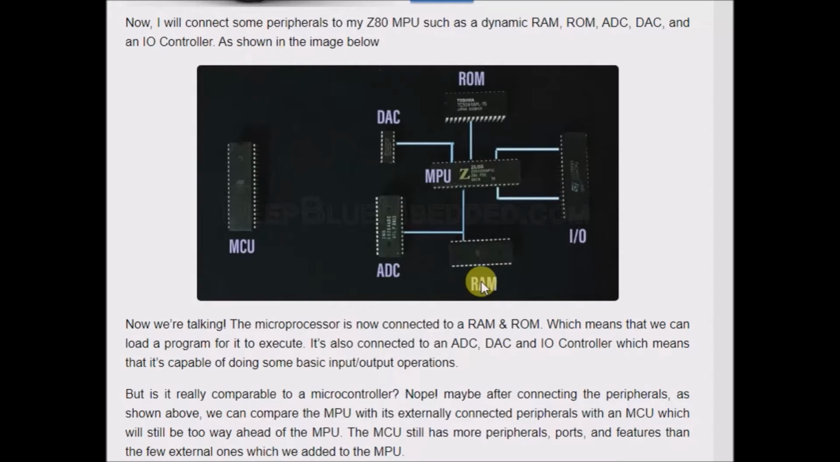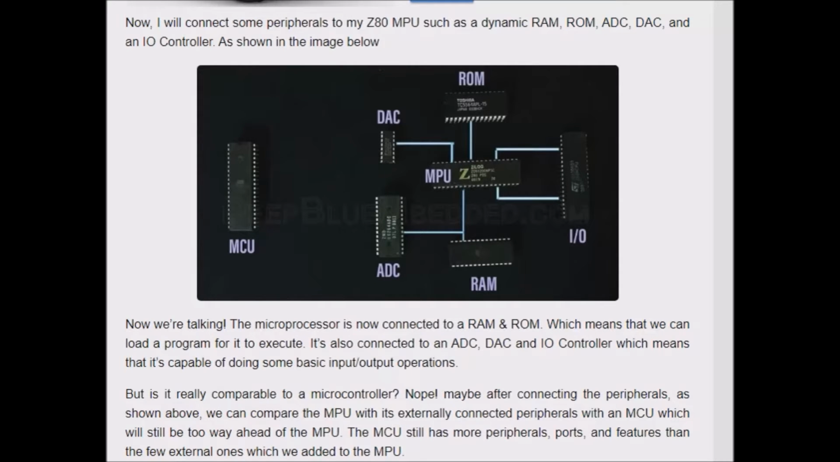Now we're talking. A microprocessor is connected to a RAM and ROM, which means that we can load a program for it to execute. It's also connected to an ADC, DAC, and input-output controller, which means that it's capable of doing some basic input-output operations. But is it really comparable to a microcontroller?